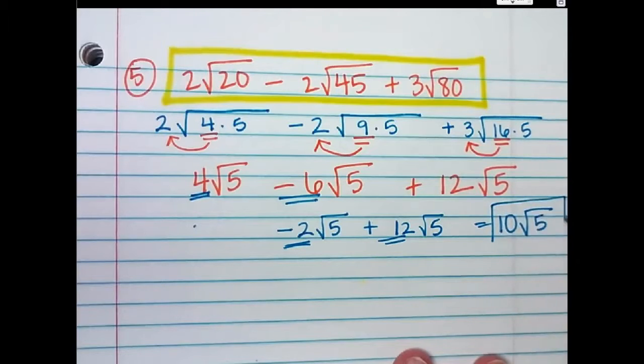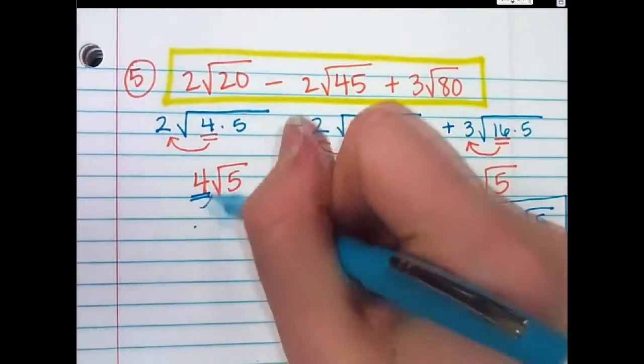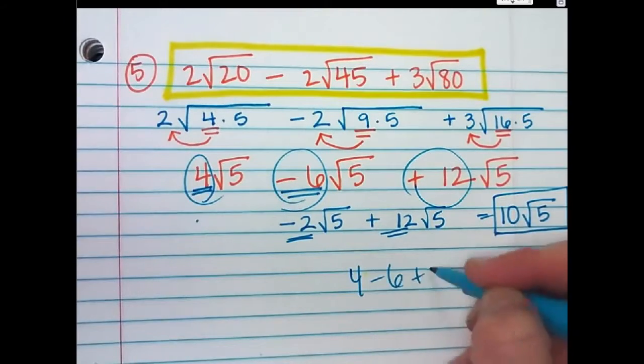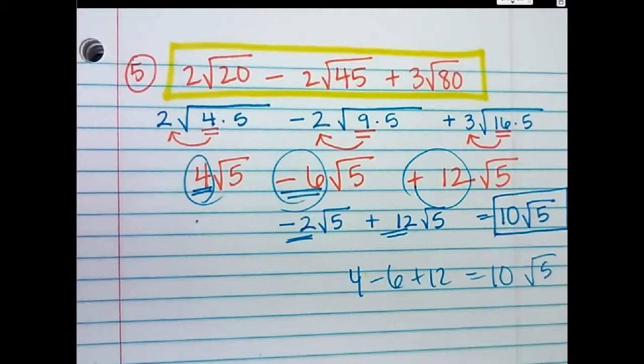So then once you get done with that step, you just group it together? That's it. You just add these numbers in front. Or you can put that in your calculator. 4 minus 6 plus 12 would give you 10, and then you just put that square root 5 next to it. And you can do that also.